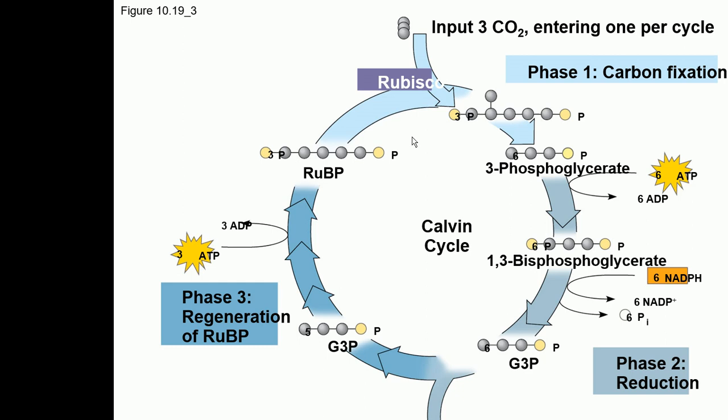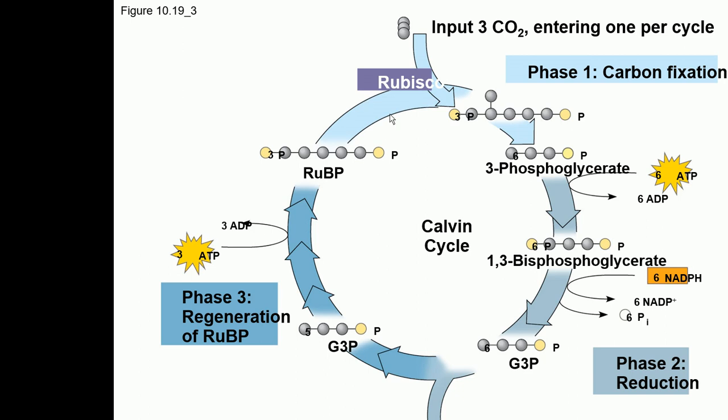The compound with 3 carbons is called 3-phosphoglycerate. In the next step, 3-phosphoglycerate is converted into a compound called 1,3-bisphosphoglycerate, which means it is getting the addition of 1 phosphate. From where does this phosphate come? This phosphate is coming from the ATP which was produced in the light reactions.